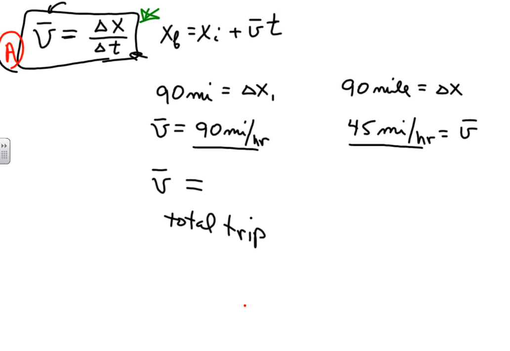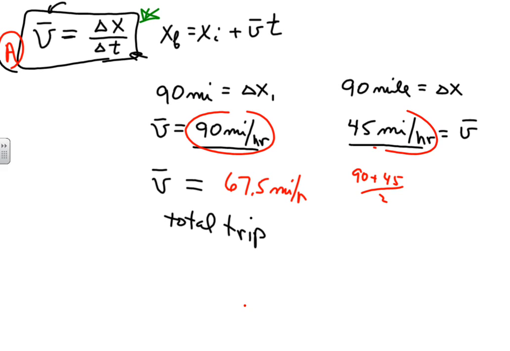Okay? Now, here's what some people do. They say the average speed is 67.5 miles per hour. And how do they do that? They did 90 plus 45 and divided by 2. Okay? They took the average speed. Here's the average speed on the way there. Here's the average speed on the way home. So the average speed overall is 67.5. Nope. It is absolutely not true. Okay? You're making up formulas that don't exist if you do that.